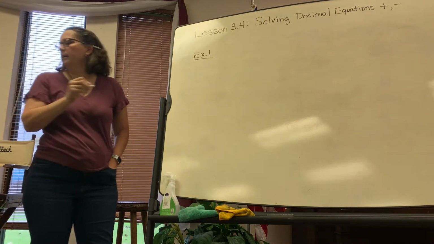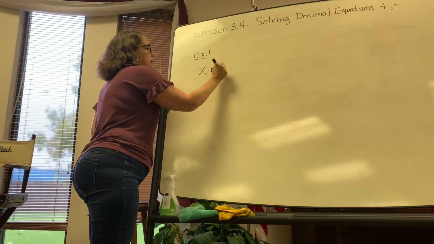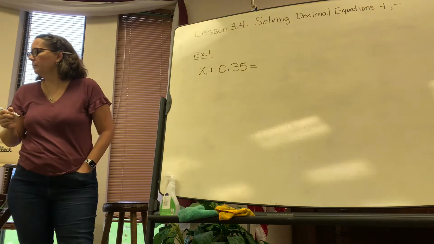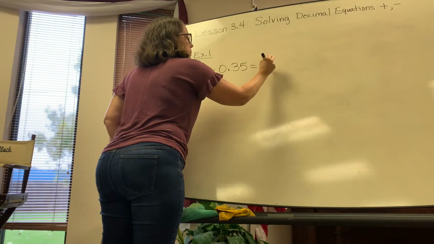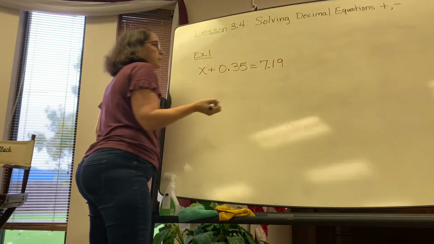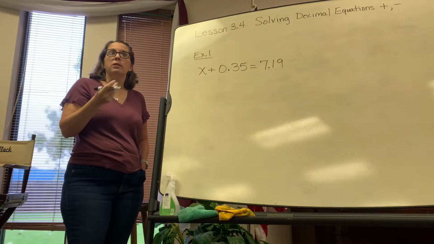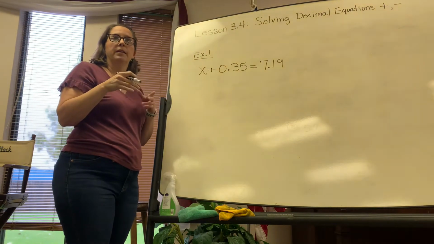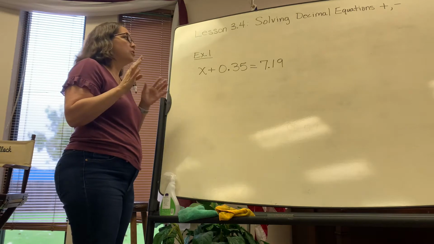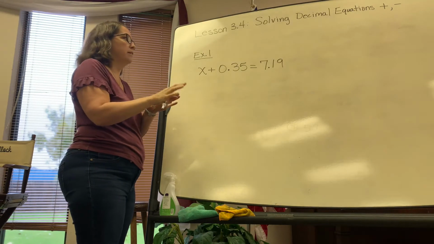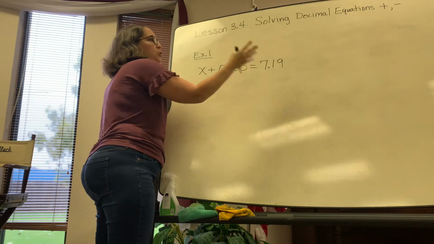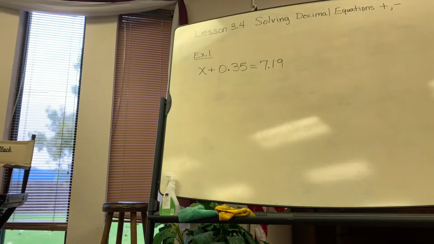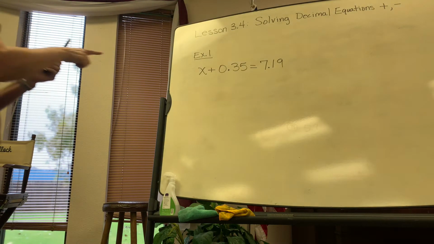Okay, so example 1 is x plus 0.35 equals 7.19. When you get an equation that has maybe some decimals or fractions in it, and you're going, I don't know what to do here, just take those hard numbers out and think, okay, what if this was x plus 1 equals 2? What do I do? So on each side of the problem, because this is addition, we're going to do the opposite.